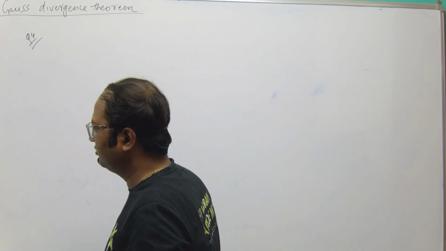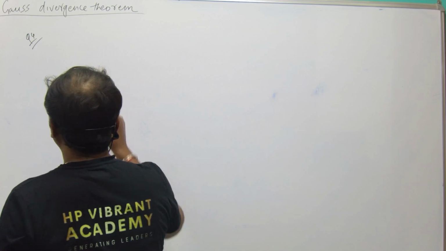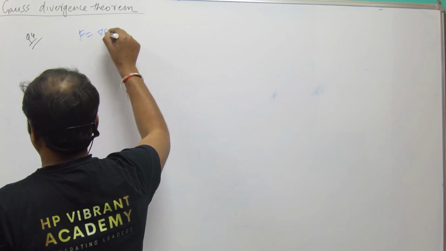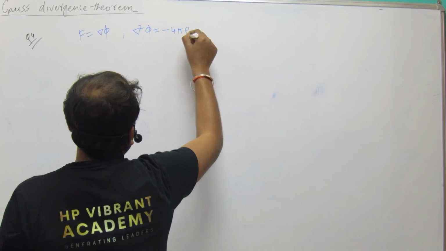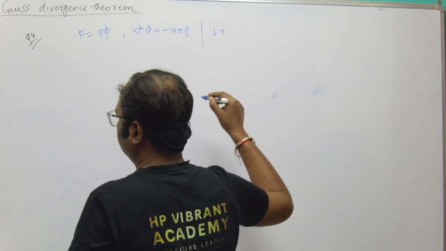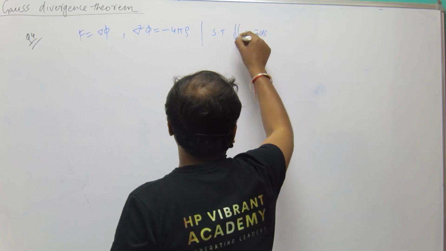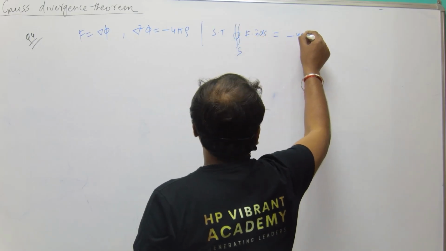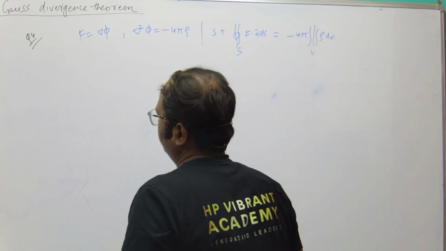So we have F is equal to del phi, and del square phi is equal to minus 4 pi rho. We have to show that the surface integral of F dot n cap dS along the surface S is equal to minus 4 pi times the triple integration over V of rho dV. Okay, so this we have to show.